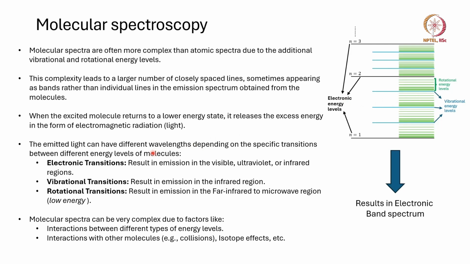The electronic transitions result in the emission of visible light, ultraviolet light, and infrared light because the energy gap is high compared to vibrational and rotational transitions. The rotational transitions have the longest wavelength corresponding to lowest energy because they are closely spaced. The molecular spectra can be very complex due to these factors, and other factors that can affect it are collisions and isotope effects.